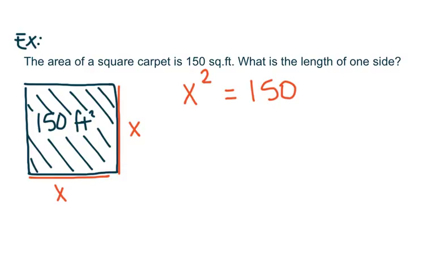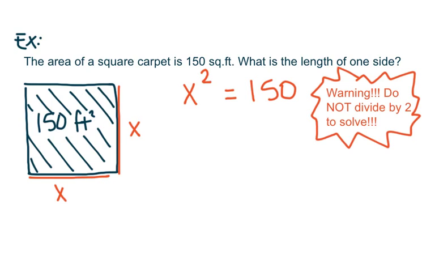Many students want to divide by 2, but be aware that that is not how we solve this problem. Do not divide by 2. When you have x squared equals 150, you have to take the square root to get x, not divide by 2. So x is going to be the square root of 150. So let's go ahead and plug that into our calculators. Again, to get the most of this video, you want to do that by yourself and then check your answer with what I get.